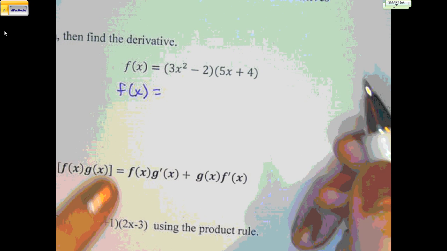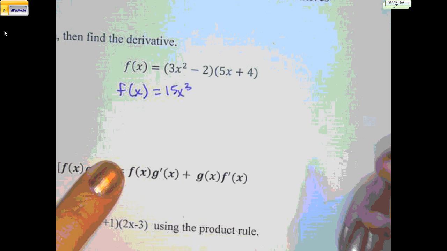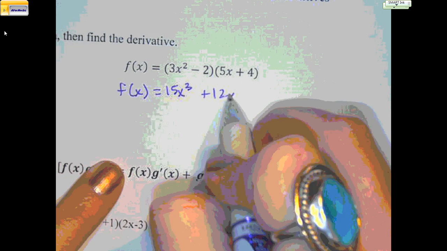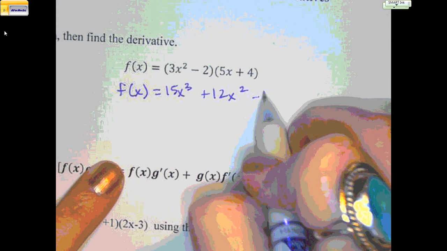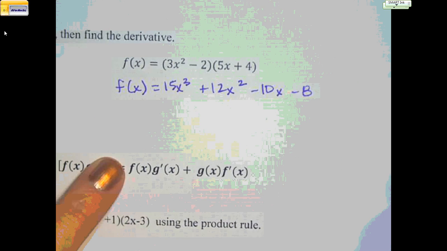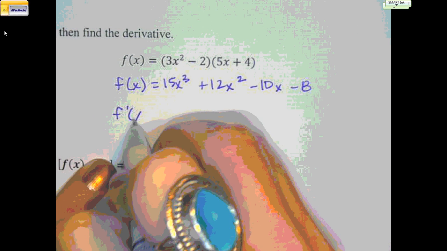So when we rewrite it, we're just going to basically FOIL. First, outside, inside, last. So we have 15x cubed for the first terms. The outer terms get you 12x squared. The inner terms are negative 10x, and the last terms are minus 8. So we FOIL. Then we find the derivative, and now we have the quick way. We can just use the power rule.